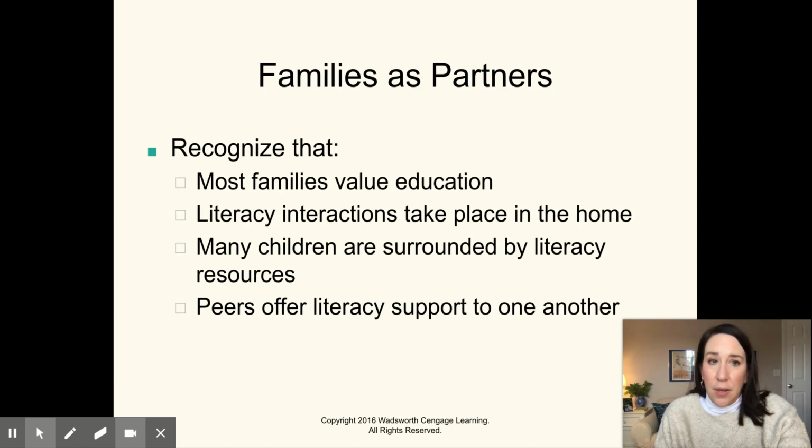Families as partners. Again, most families value education. Literacy interaction takes place in the home: talking, listening, reading, writing. There's a lot of that going on in the home. So you need to be respectful of that and understand how you can help parents leverage that, right? How you can help parents understand how to read books to children and how to choose books.